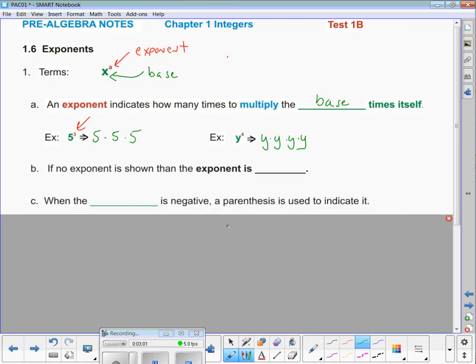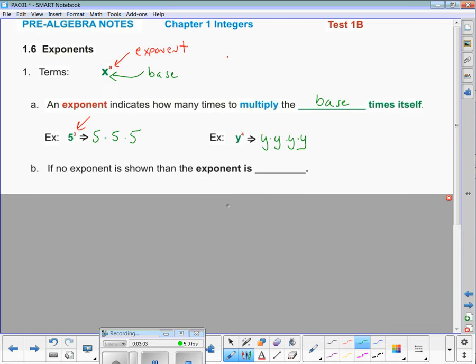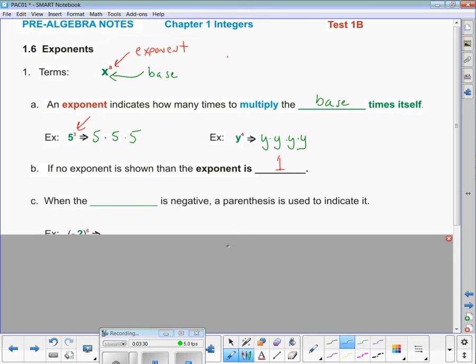All right, here we go. B, if no exponent is shown, then the exponent is 1. You got to keep that in mind. We don't show 1 exponents, but they are there, and they are a 1. And I'll remind you of that later on because that will become important as we apply some of the exponent properties. Right? So if no exponent is shown, then the exponent is 1.